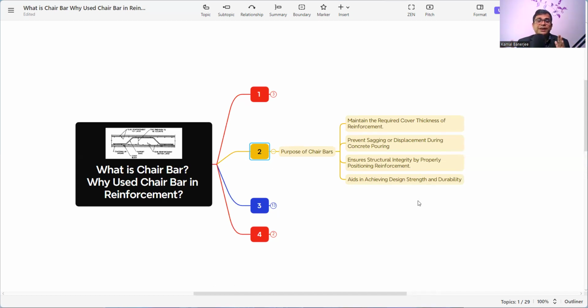As we discussed, if the bar is not properly positioned or not in place as per the design, then whenever a tensile force or bending moment comes, the structure will fail. So this way, the chair bar provides structural integrity and aids in achieving design strength and durability. Without the chair bar, it is very much impossible to keep the reinforcement in place as per the design requirement, so that the structural integrity will be ensured. So this is the purpose of the chair bar.